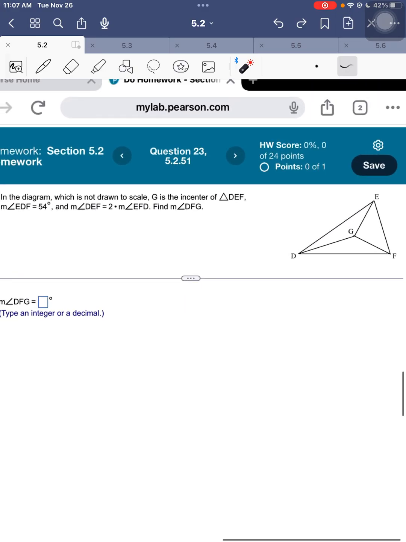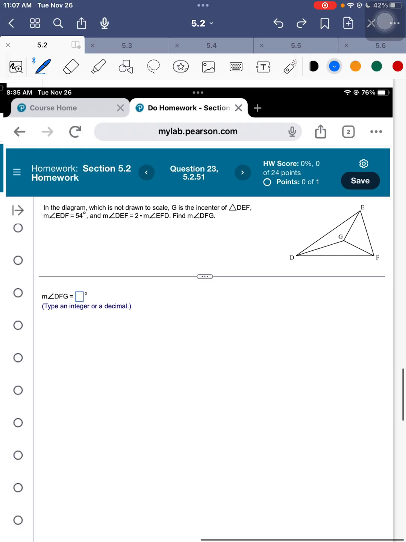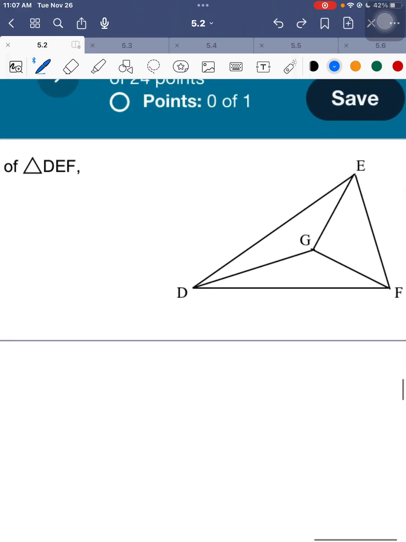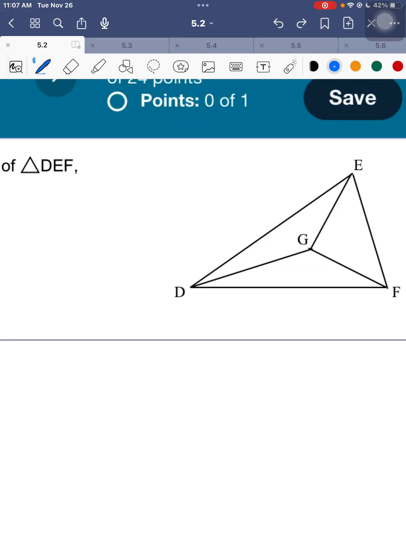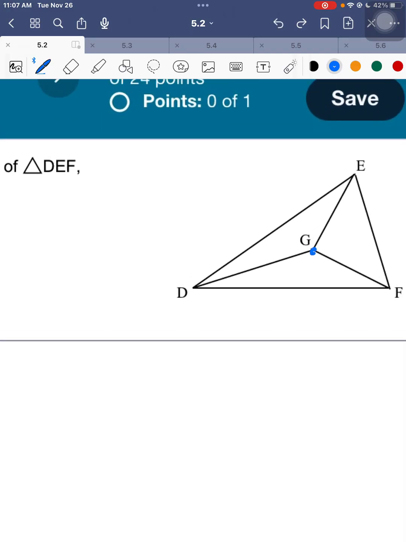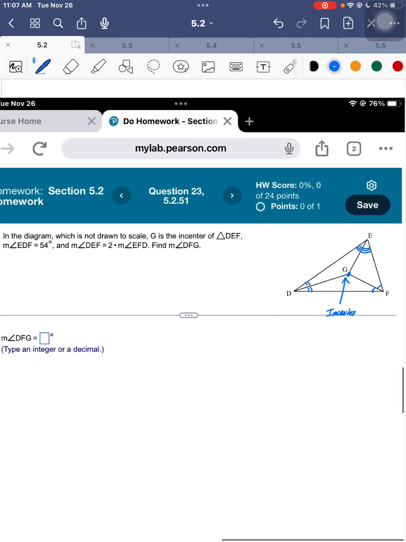So now this one looks very similar, but it's a little bit different. So let's take a look. In the diagram, which is not drawn to scale, G is the incenter. Okay, cool. So far, it's actually the same, right? So this is the incenter. What else do I know? I know that I have this, this, this, and this, right? Okay, cool.